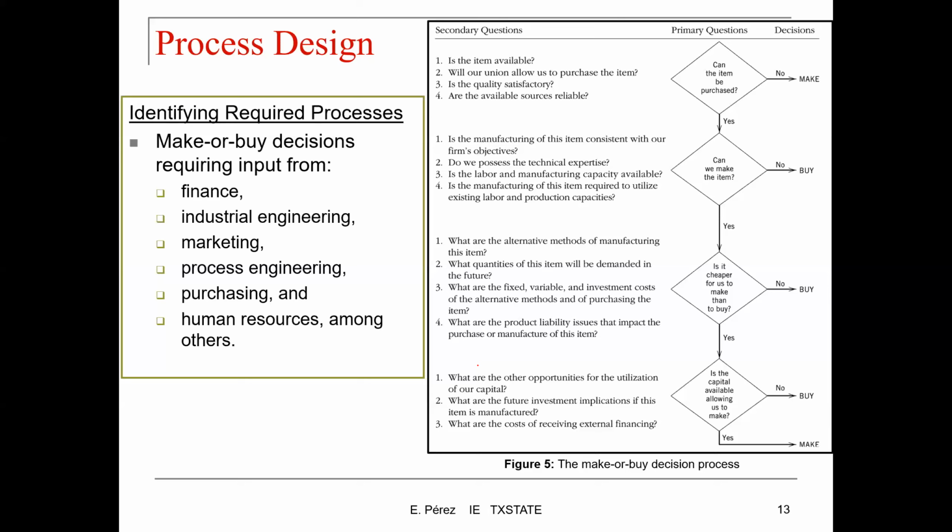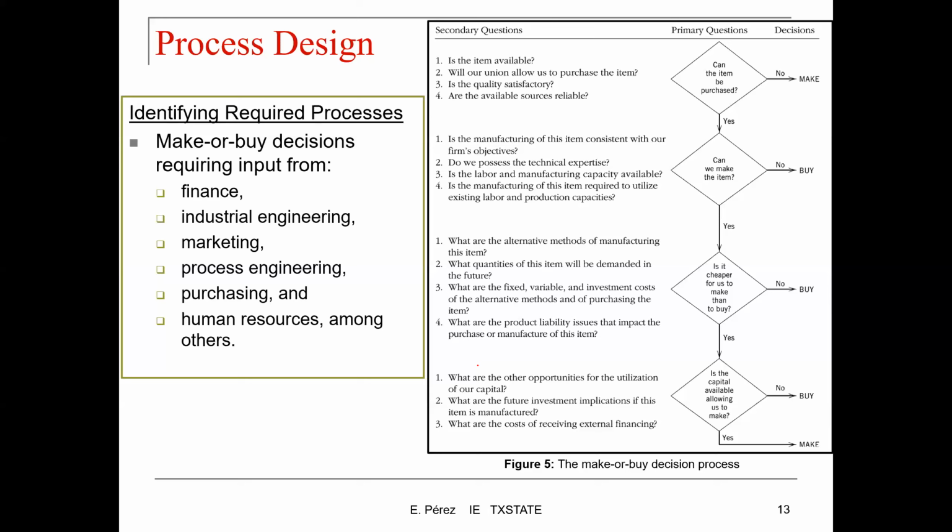Do we possess the technical expertise? If the answer is no, then we buy. Is the labor or manufacturing capacity available? If the answer is no, we buy. Is the manufacturing of this item required to utilize existing labor and production capacities? If the answer is no, then we can buy. But if the answer is yes, then we have to move to the next step.